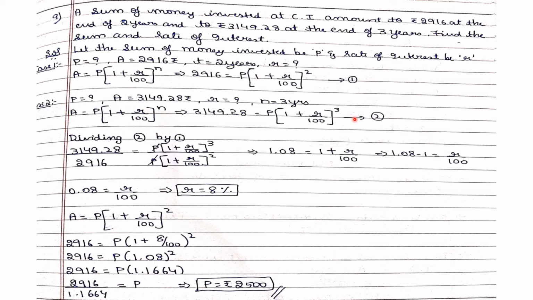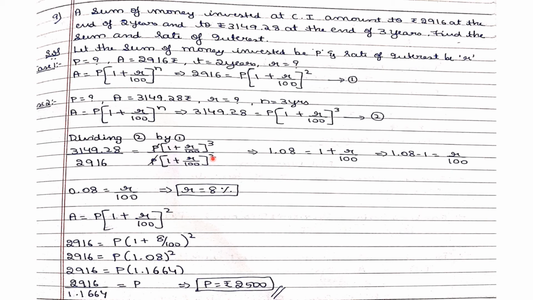So now you have the same type of cases in both 1 and 2. So divide 2 by 1. So the value is 3149.28 divided by 2916 is equal to P into 1 plus R by 100 whole cube, and here it's square. So P and P you cancel here. If you divide this value, you will get 1.08, and here you have 1 plus R by 100.